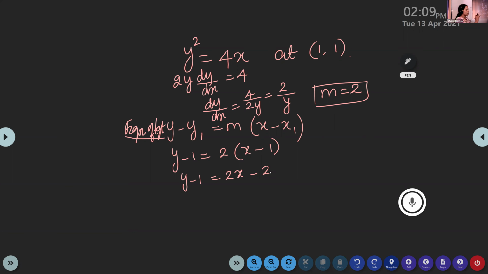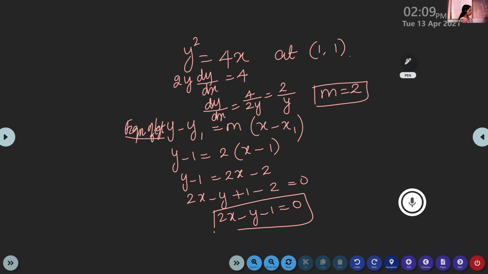Now bring all the terms to one side and solve it. 2x minus y plus 1 minus 2 is 0. So it is 2x minus y minus 1 is 0, which is the required equation of tangent.